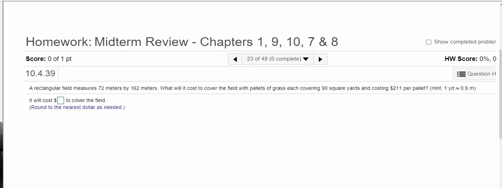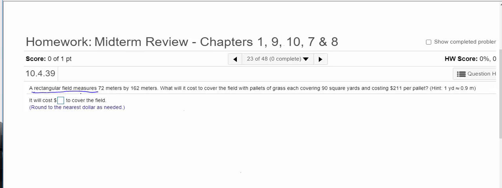In this application problem, we're trying to calculate the total cost of covering a rectangular field. So first of all, let's gather all the information and put it in a nice way so it can help us to figure out what we already have and what we need to find the answer.